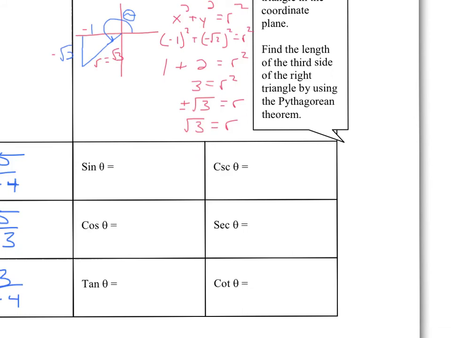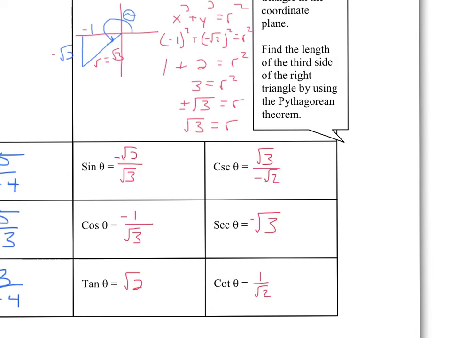Sine of theta is y, negative square root of 2, over r, square root of 3. That's going to need cleaned up a little bit. We'll just write it down for now. Cosine is x, negative 1, over r, square root of 3. That also is going to need cleaned up. Can't have radicals on the bottom. Tangent, we were told, is the square root of 2. Reciprocals, reciprocal of square root of 2 is 1 over the square root of 2. Reciprocal of negative 1 over square root of 3 is square root of 3 over negative 1, which reduces to negative square root of 3. And reciprocal of sine is cosecant, which is square root of 3 over negative square root of 2.